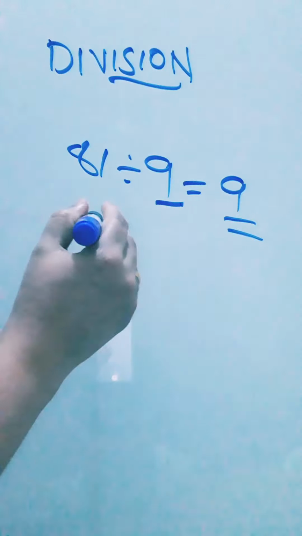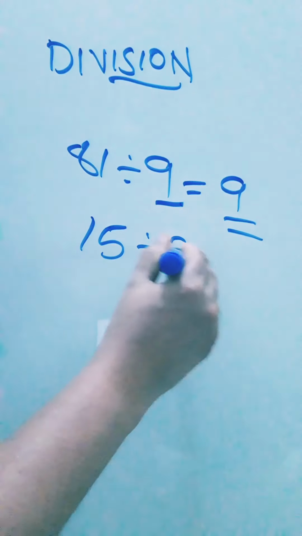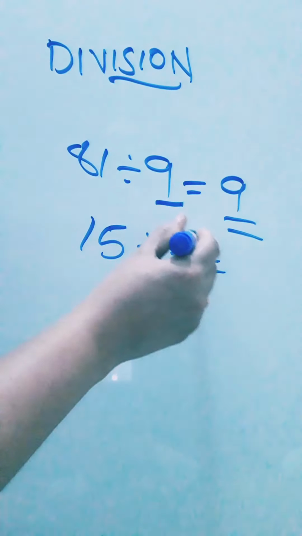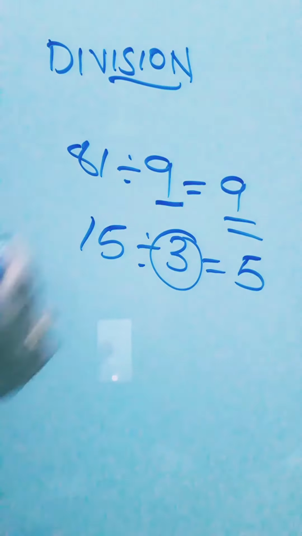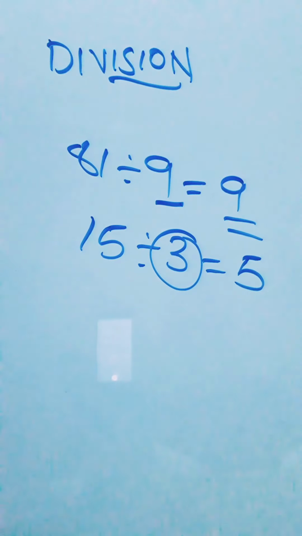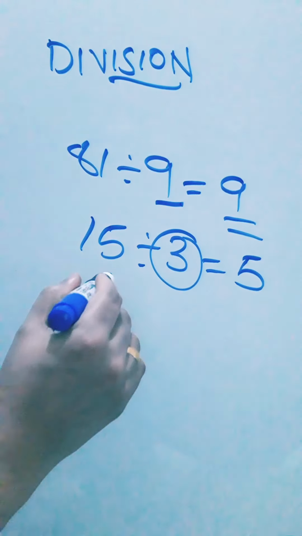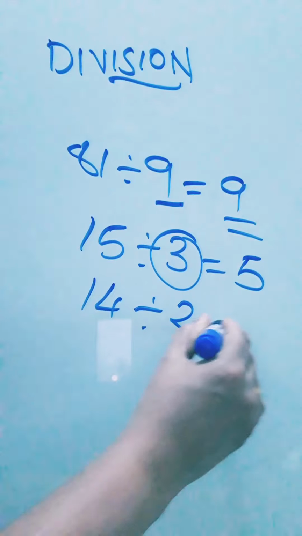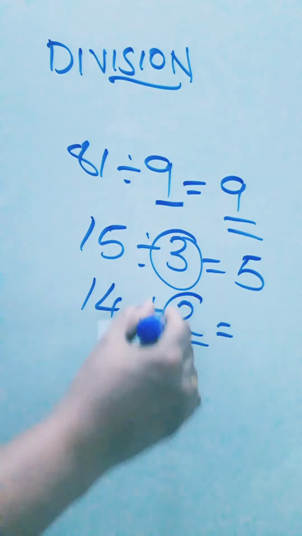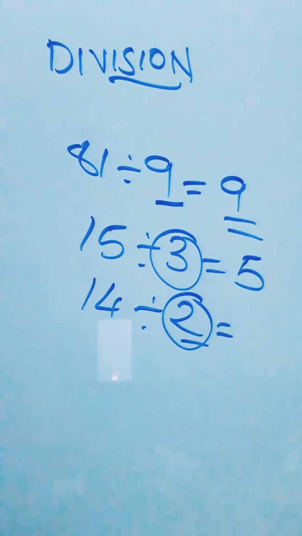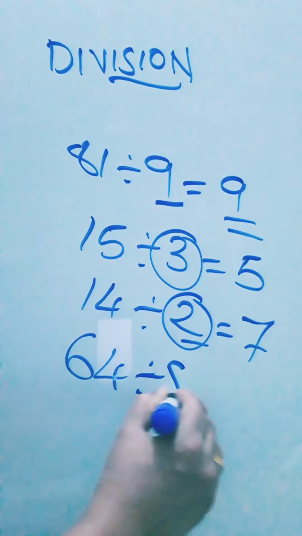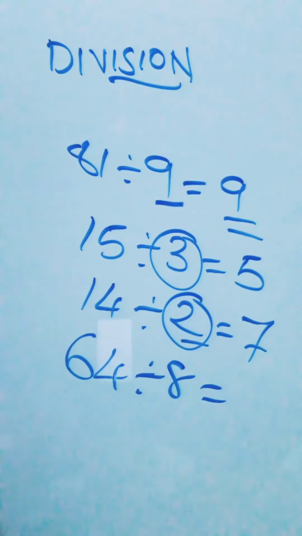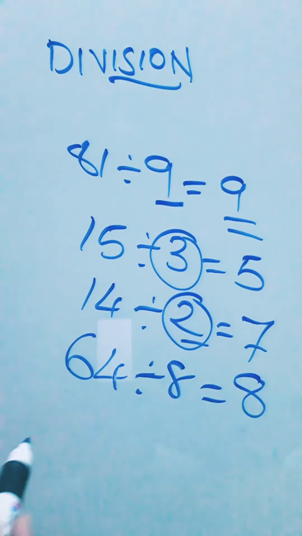Next, 15 divided by 3. The divisor is 3. In 3's table, 3 5's are 15. So the quotient is 5. Next, 14 divided by 2. When you remember 2's table, 2 7's are 14. So the quotient is 7. Next, 64 divided by 8. 8 8's are 64. So here the quotient is 8.